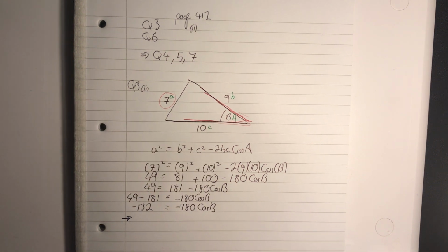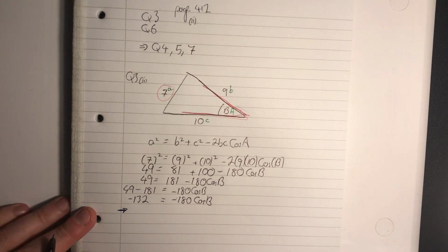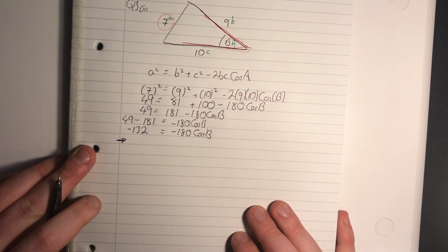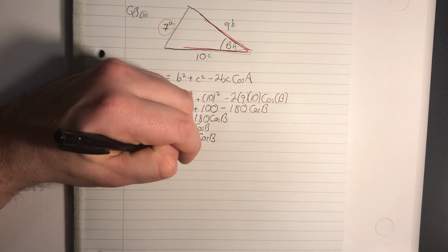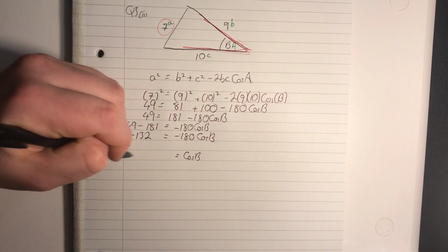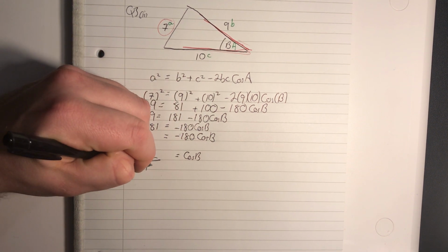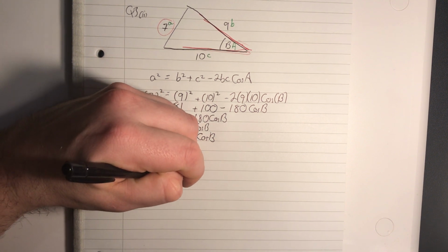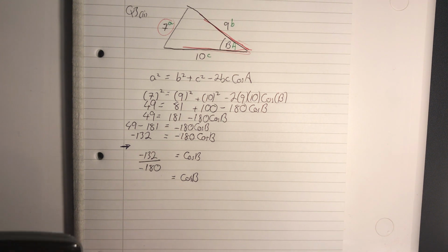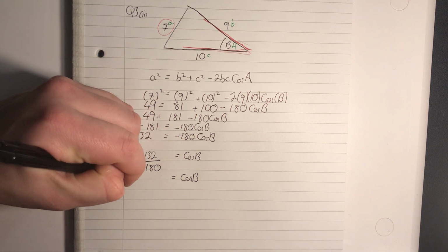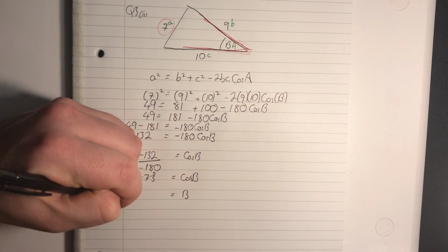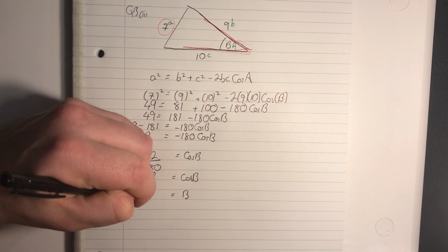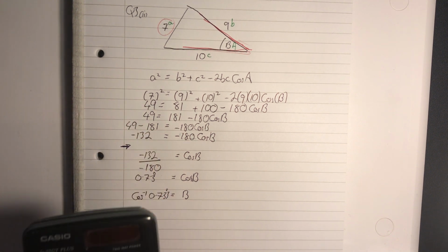So I'm going to have to scroll up here just to be safe. Yeah, that's probably the handiest thing to do. Okay, now I want cos B by itself, which means I'm going to divide by this 180. So minus 132 divided by minus 180. So cos of B is equal to 0.73 recurring. So therefore B by itself is equal to cosine inverse of 0.733 whatever.